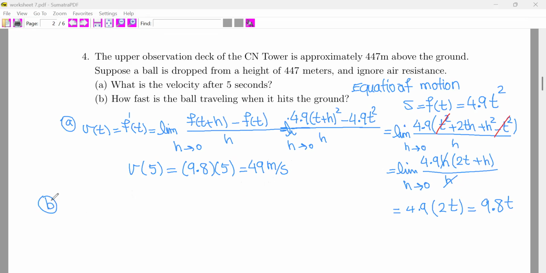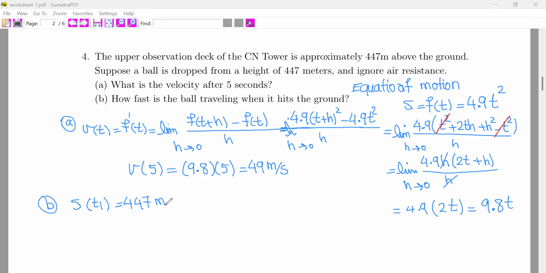For part B, it says, how fast is the ball traveling when it hits the ground? So as we know that the height of this tower is 447 meters. So since the observation deck is 447 meters above the ground, the ball would hit the ground at the time, let's say t sub 1. So using the equation of the motion, we would say that S of t sub 1 is 447 meters.